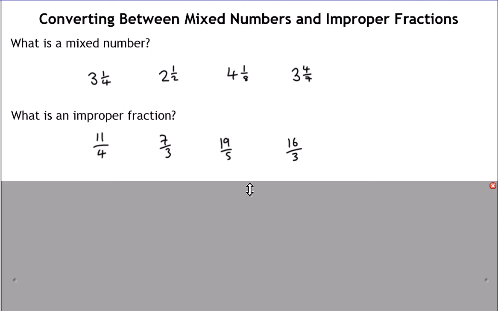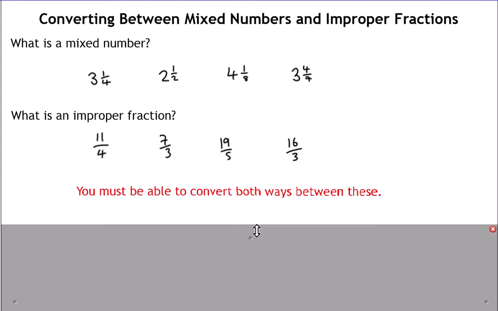And you can write any number as either a mixed number or an improper fraction. Okay, you've got a bit of a choice really, as long as it is improper. But you've got to be able to convert both ways between them. So you've got to be able to turn a mixed number into an improper fraction, and you've got to be able to turn an improper fraction into a mixed number.